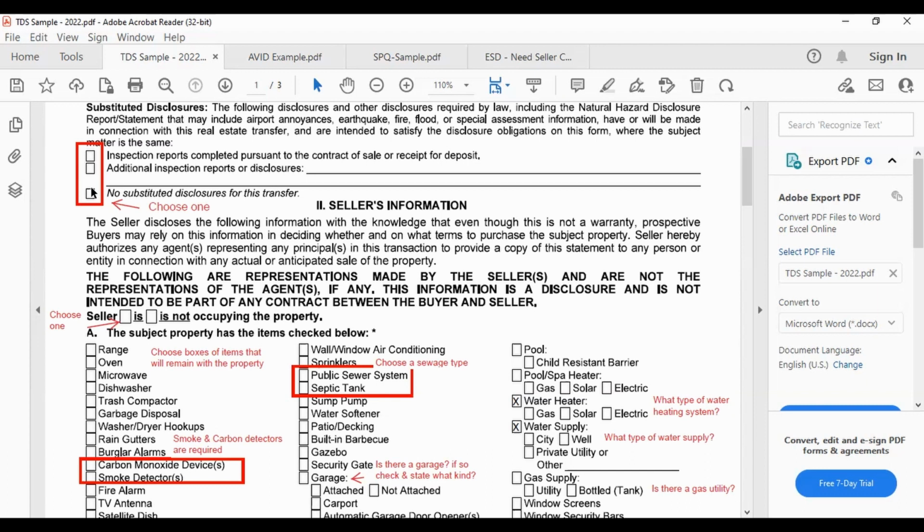So I'm just going to tell you what I know. And this one is for any inspection reports completed pursuant to.